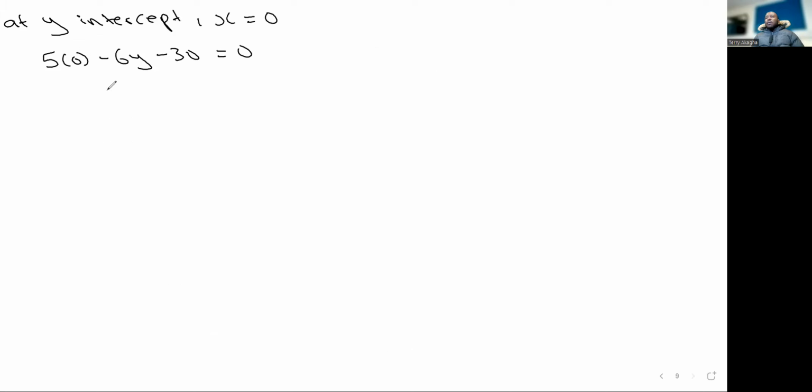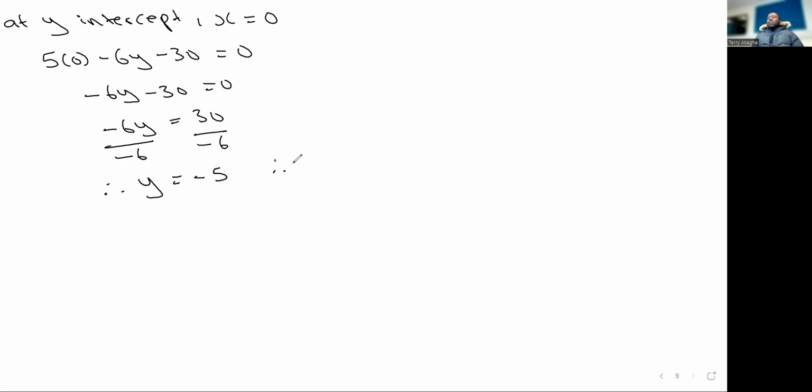So this will give you 0. We're going to have minus 6y minus 30 is equal to 0. Take 30 to the other side. Minus 6y is equal to 30. Divide both sides by minus 6. Therefore, y will be equal to minus 5. So now we can put this in coordinate form. At the y-intercept, x is 0 and y is minus 5.